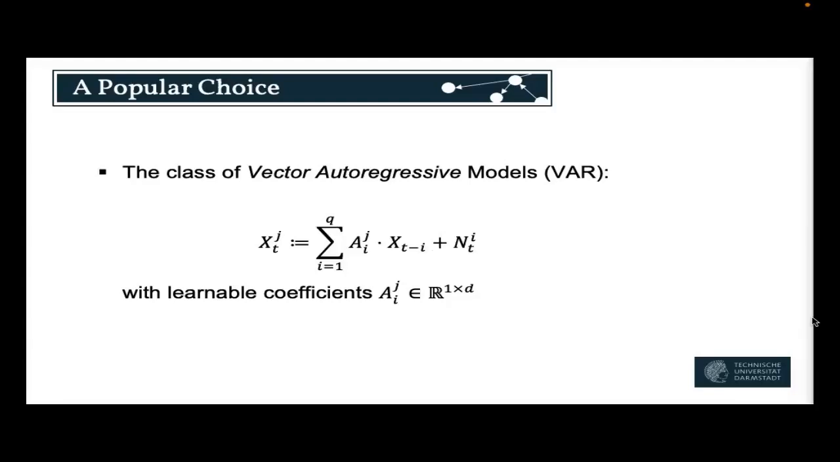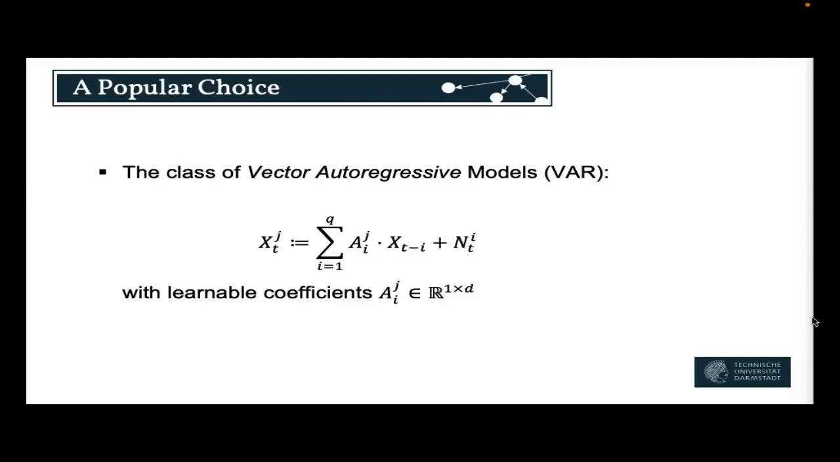Now, a popular choice of these SCMs would be something like a vector autoregressive model, VAR for short. And that's really a linear model, where the structural equation takes this form. You notice the left-hand side looks the same, while the right-hand side now has a specific functional form, specific bias. And what you have here is simply the variable xt.